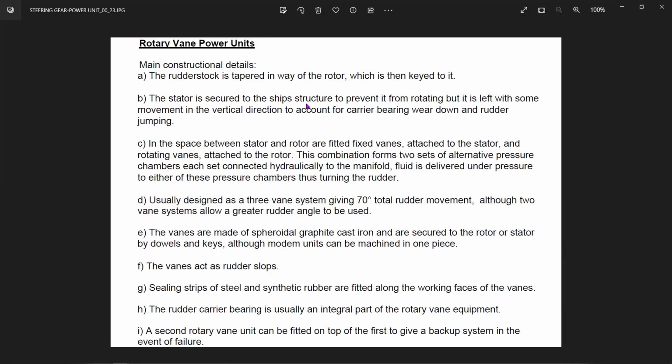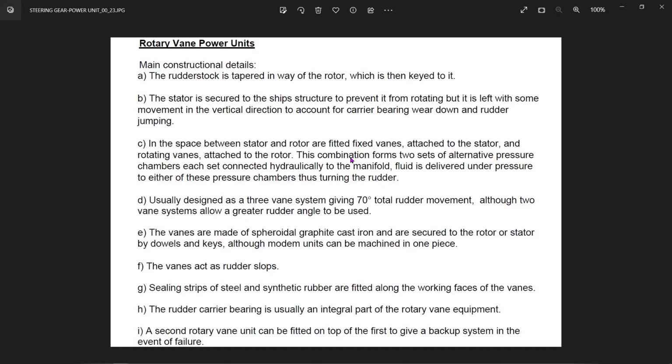The stator is secured to the ship structure to prevent it from rotating, but it is left with some movement in the vertical direction to account for the rudder carrier wear down and the rudder jumping. Both of them are allowed a certain amount of clearance. We'll see this clearance, how that is there, where it is there. In the space between the stator and rotor are fixed vanes attached to the stator and the rotating vanes attached to the rotor. The combination forms two sets of alternate pressure chambers. Each is connected hydraulically to the manifold. Fluid is delivered under pressure to either of these pressure chambers, and it turns the rudder.